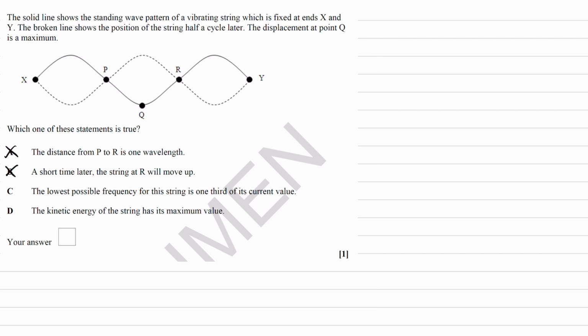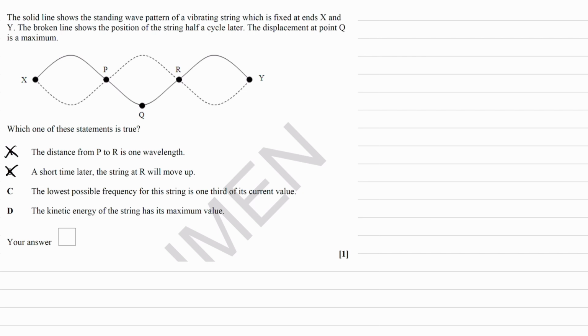For option C, the lowest possible frequency for this string is 1/3 of its current value. That is correct. What we see here is the third harmonic. We can tell it's the third harmonic because we have 3 loops. Whenever you have a standing wave on a string, the number of loops tells you what harmonic it would be. So if you see 2 loops, it's the second harmonic, and so on. So this is the third harmonic.